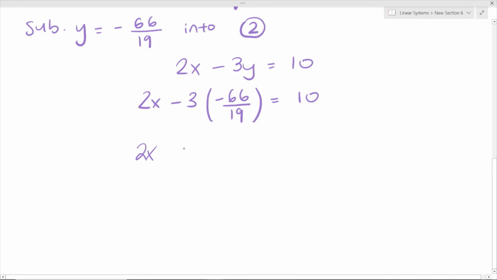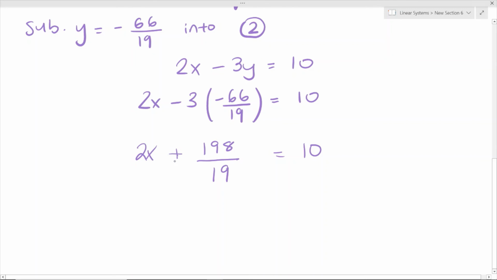It's going to give me 198, and we have 2 negatives here, so it's going to be a positive, right? 2 negatives make it positive. So positive 198 over 19, as shown here, and this is equal to 10. And then from here, we can isolate for x.